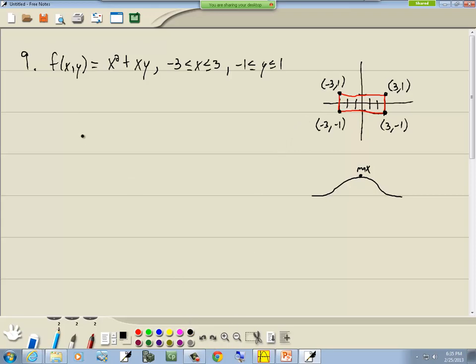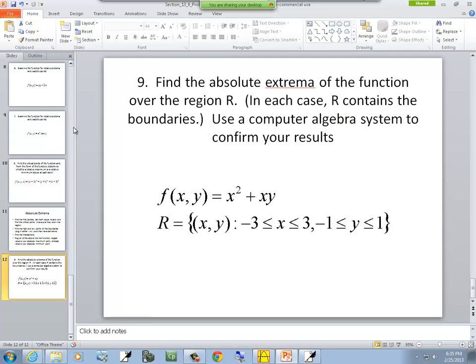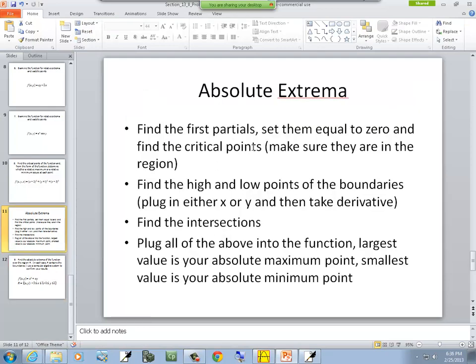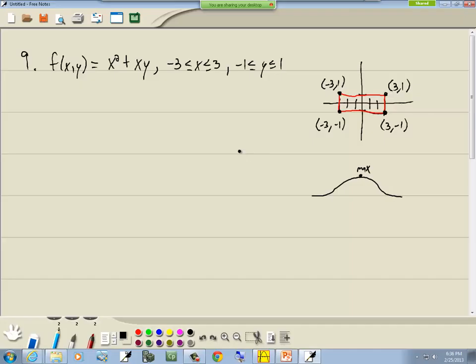first thing, they say find the first partials, set them equal to 0, and find the critical points. Okay, well, my partial with respect to x: again, the y we treat as a constant, so this becomes 2x plus y. The partial with respect to y: the x squared drops away, and then xy just becomes x.